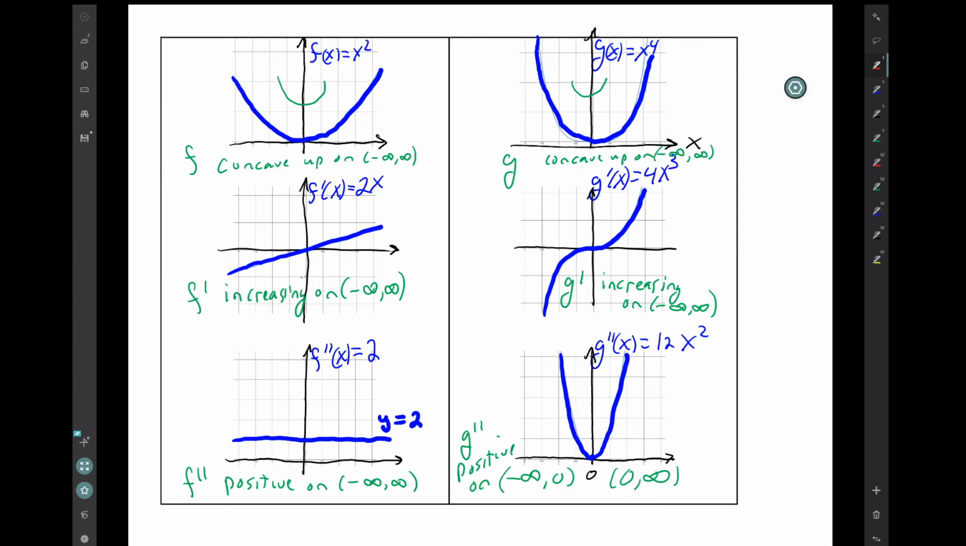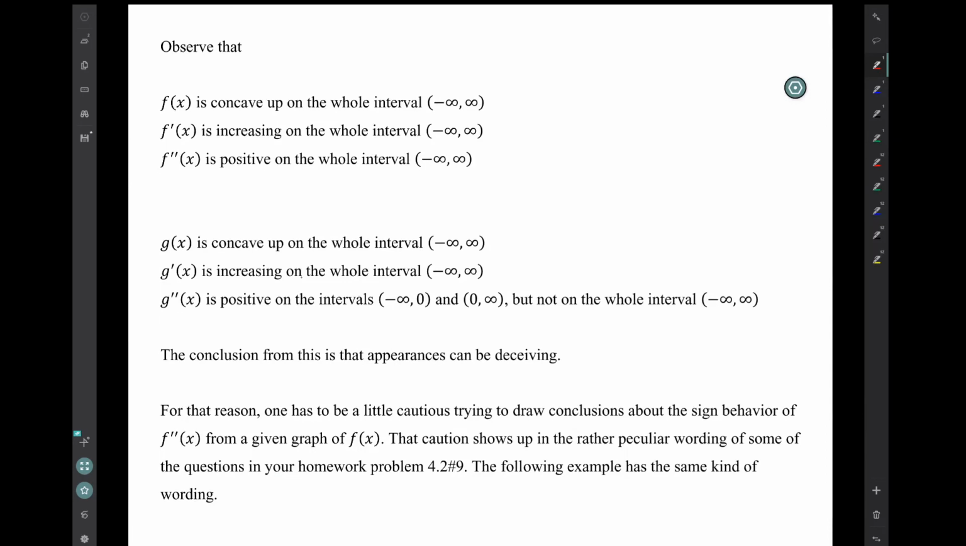On the other hand, if we know that g double prime is positive on some interval, we know for sure that the function g is concave up on that whole interval. It turns out that g is concave up on more than just that interval, but that's okay. Let's go on. So the conclusion is that appearances can be deceiving. For that reason, you have to be a little cautious trying to draw conclusions about the sign behavior of f double prime from a given graph of f of x. That caution shows up in the rather peculiar wording of some of the questions you have in your homework. The following example has that same kind of wording.